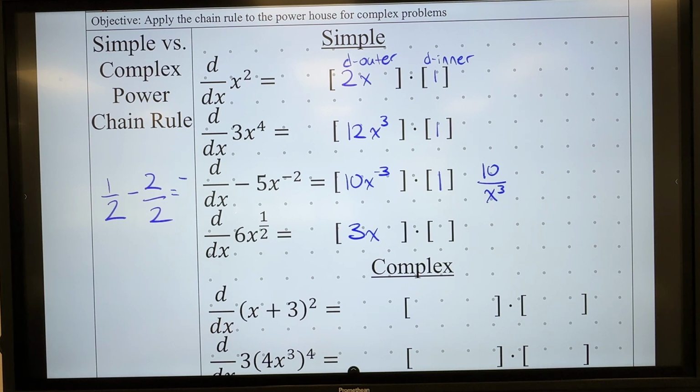Negative 1. Exactly. So the power here is? Negative 1 over 2. Negative 1/2. Excellent. And then, Giorgio, what's the derivative of x? 1. Okay, and again, let's go ahead and practice the different forms.